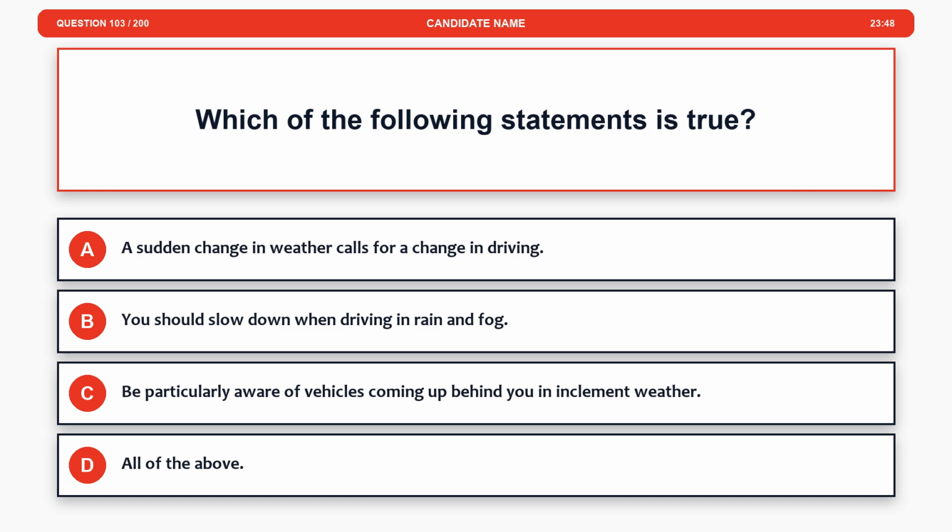Question 103. Which of the following statements is true? Option A, a sudden change in weather calls for a change in driving. Option B, you should slow down when driving in rain and fog. Option C, be particularly aware of vehicles coming up behind you in inclement weather. Option D, all of the above.